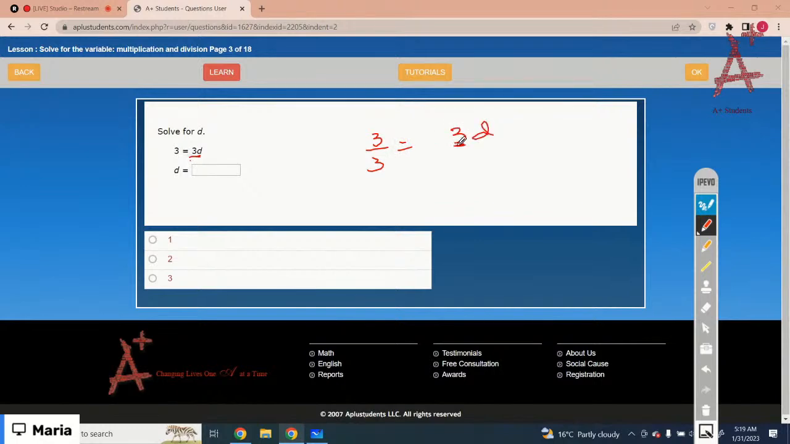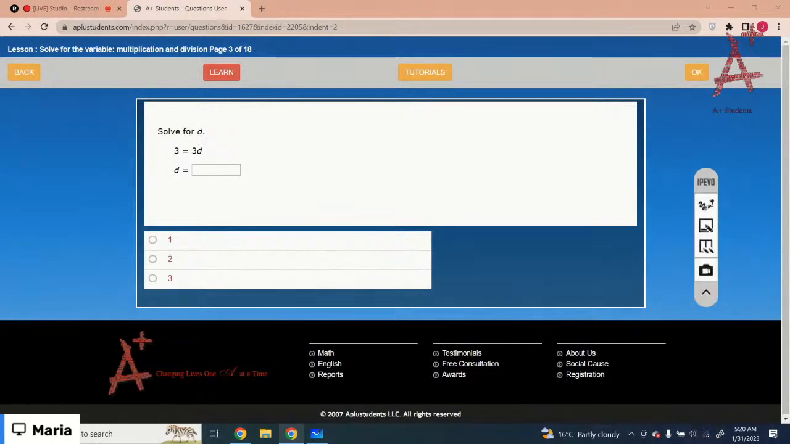You have to remove the 3 that is with the D. So to remove this 3, divide both sides of the equation by 3. You don't have to divide 8 by 4. They are on the same side, so you just have to multiply them, not on the other side. See, 3 divided by 3 is 1. So you are left with D equals 1. The correct option is D equals 1. Got it? So just select the correct option, then click on the OK button.